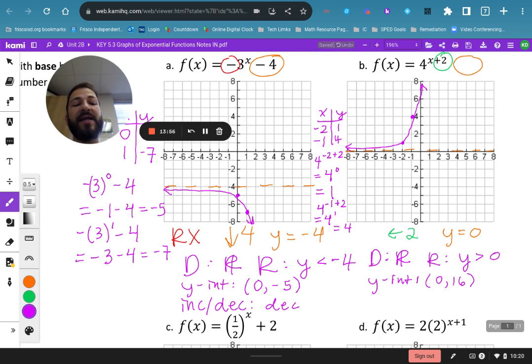And then last but not least, is this function increasing or decreasing? I would definitely say it is exponentially increasing as we read left to right. So this one is increasing.